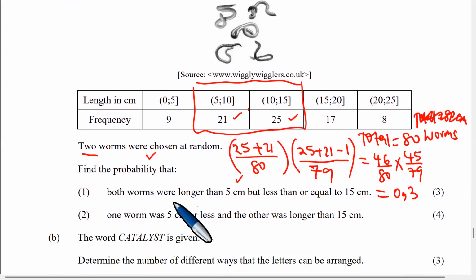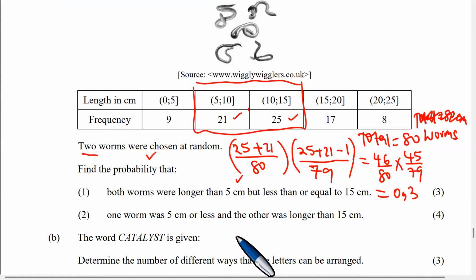Find the probability that both worms were longer than 5 and less than or equal to 15. One worm was 5 centimeters or less, and the other was longer than 15. The marks are 4. Okay, interesting question. Right, so let's look at this one about more probability questions, but also let's look at what happens to the worms.